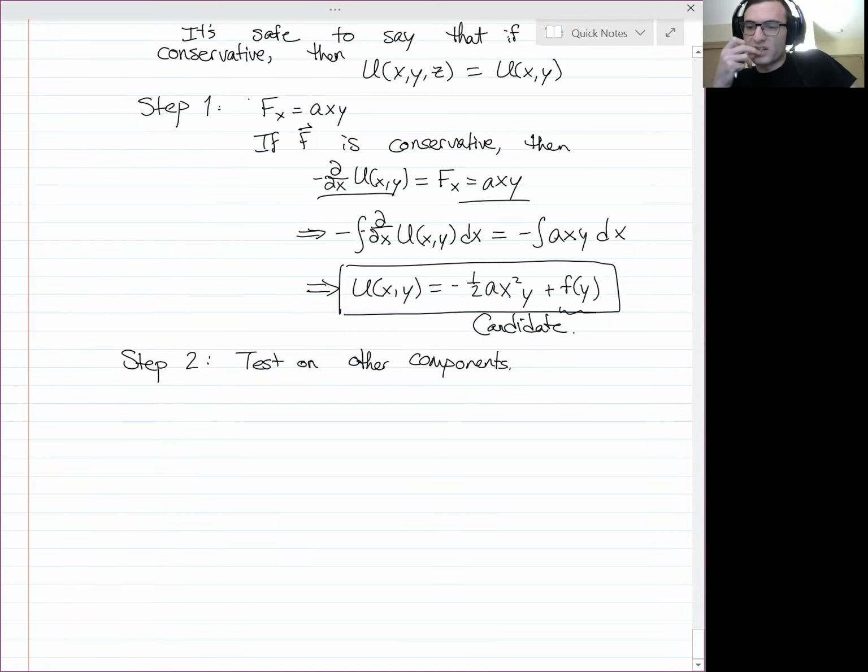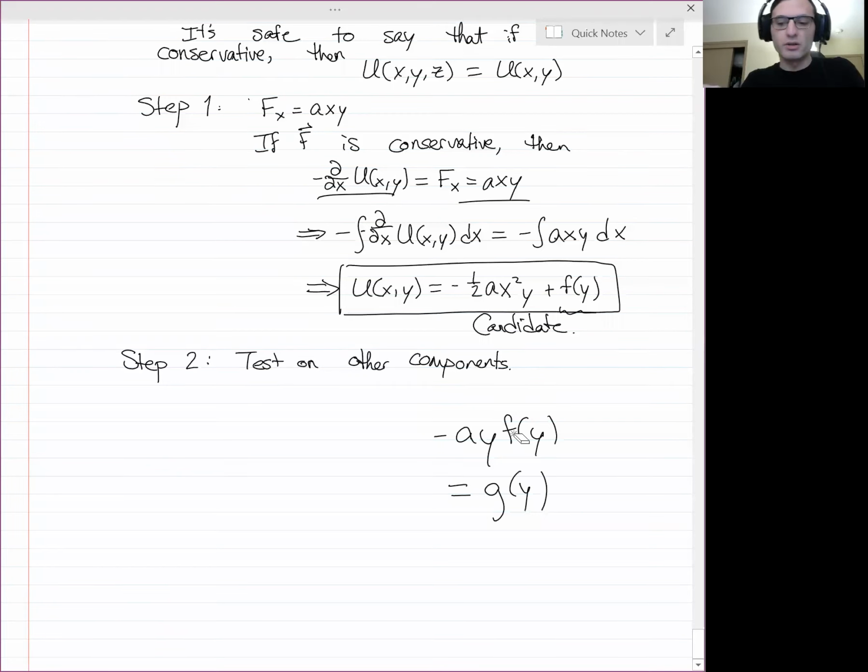If we treat y as a constant, can we factor a and y out? Yeah, you totally can. You can factor a and y out from the integral, and that's how I got this 1/2 ax squared y. And then you'll just end up with negative a times y times f of y. But that's still just g of y, say. That's just another function of y. The point is, it's just some arbitrary function of y. It doesn't matter what it is.